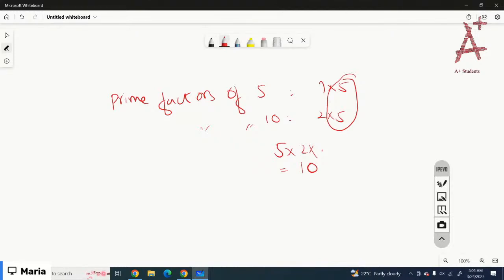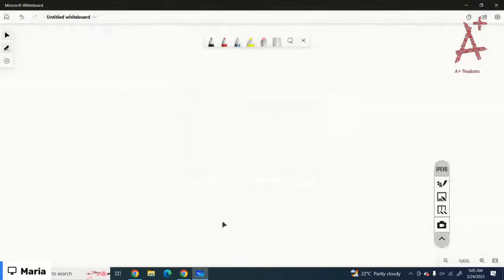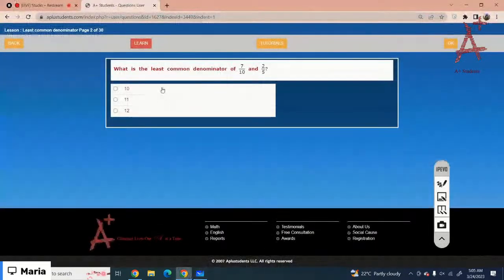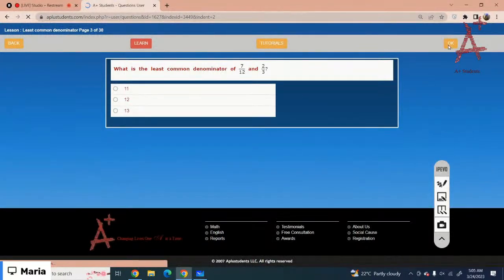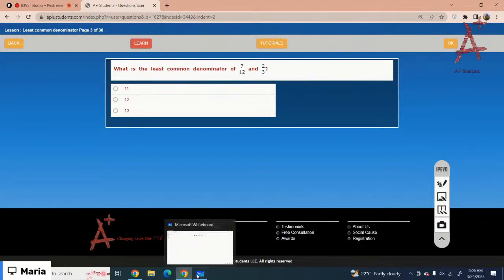Okay, so let's just start with the next question. So the least common denominator for 5 and 10 is 10. The next one is what is the least common denominator for 7 over 12 and 2 over 3? So the denominators are 3 and 12. So let's just look at the prime factors for 3 and 12.